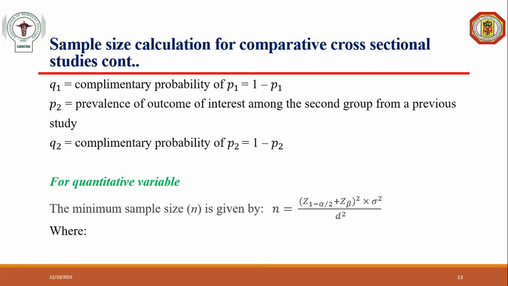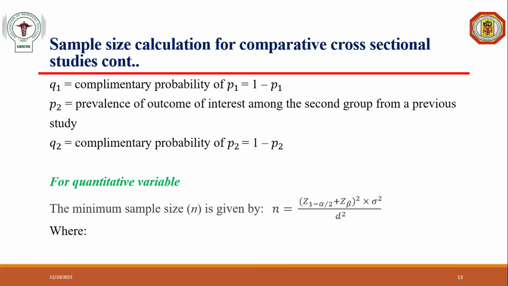Then now Q1 and Q2. Q1 is the complementary probability of P1. Q2 is the complementary probability of P2. So Q1 is equal to 1 minus P1. Q2 is equal to 1 minus P2. So when you have all those things, you will be able to calculate your sample size. And D is always the precision, your precision, which is 0.05. That is 95% confidence interval.